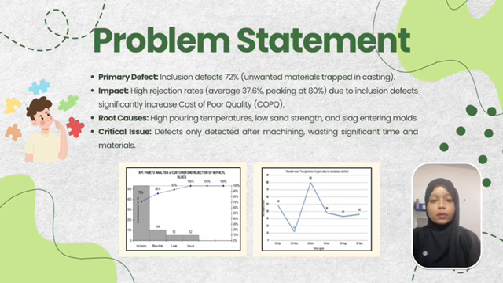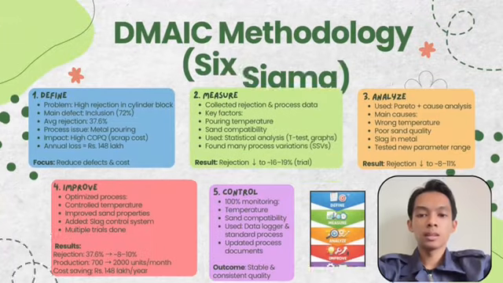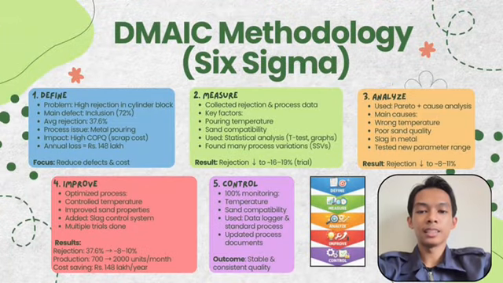What makes these issues more critical is that the defects are only detected after the machining process, which significantly increases the production cost, material waste, and time consumption. As a result, the company faced high scrap rates, increased cost of poor quality, production delays, and reduced supplier performance. This situation highlights the need for a more structured and effective quality improvement approach to reduce defects and improve overall process efficiency. Now I will explain the methodology used in this study.